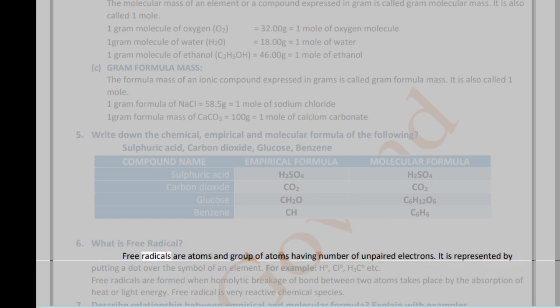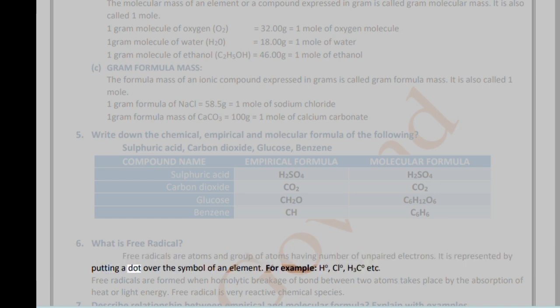6. What is free radical? Free radicals are atoms and groups of atoms having unpaired electrons. It is represented by putting a dot over the symbol of an element. For example, HO, ClO, H3CO, etc. Free radicals are formed when homolytic breakage of bond between two atoms takes place by the absorption of heat or light energy. Free radical is a very reactive chemical species.